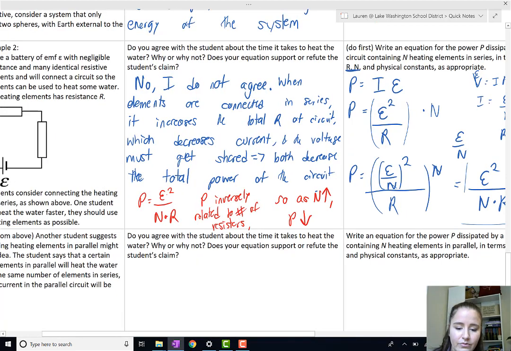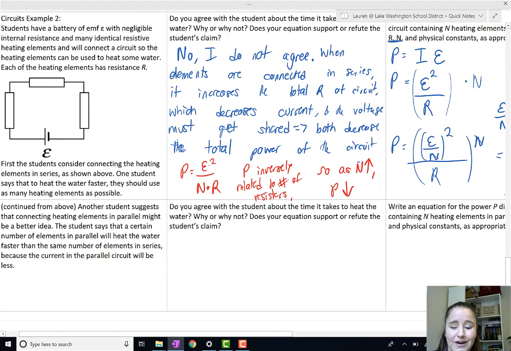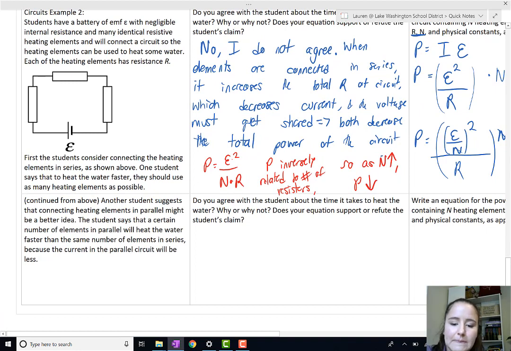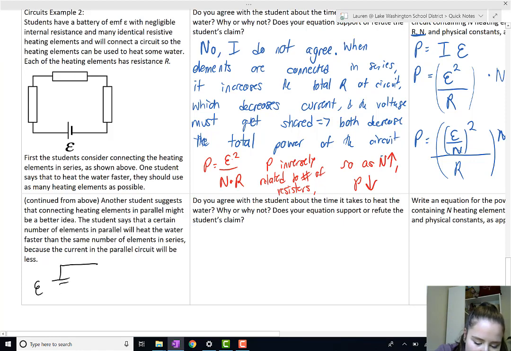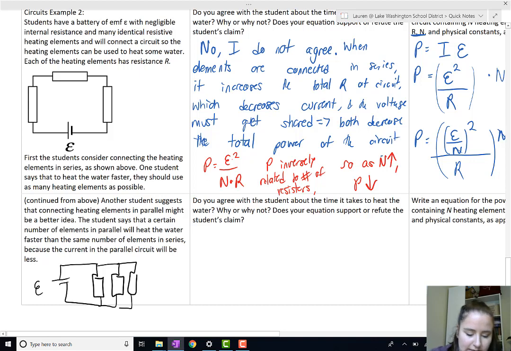heat the water. So then there's a second part to this one, another qualitative quantitative translation. Another student suggests that heating the elements in parallel might be a better idea. So if we have our EMF, and then heating the elements in parallel might be a better idea. Okay, so that will heat them faster than the same number because the current in the parallel circuit will be less. Okay, that might be your first clue. Wait a minute. The current would be less? No, as you add resistors in parallel, the current actually increases, okay? But we'll get to that.